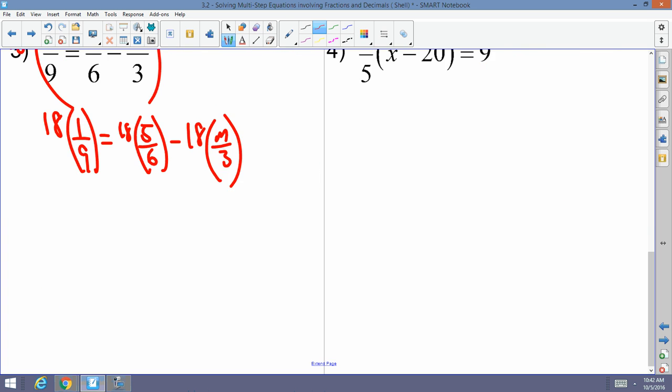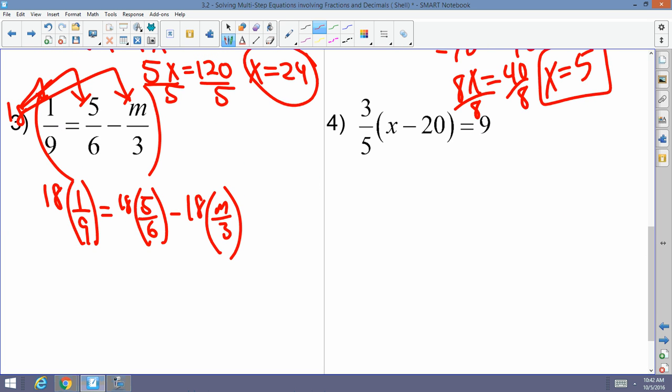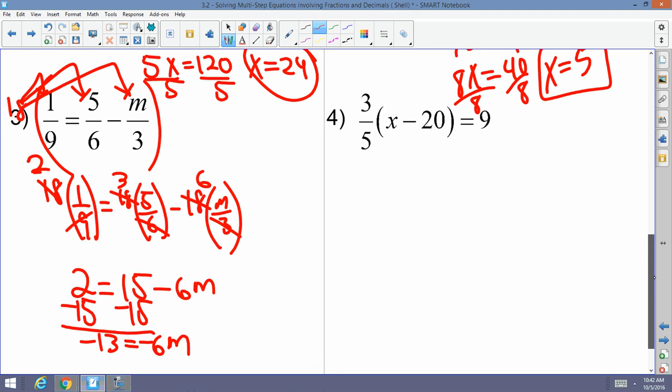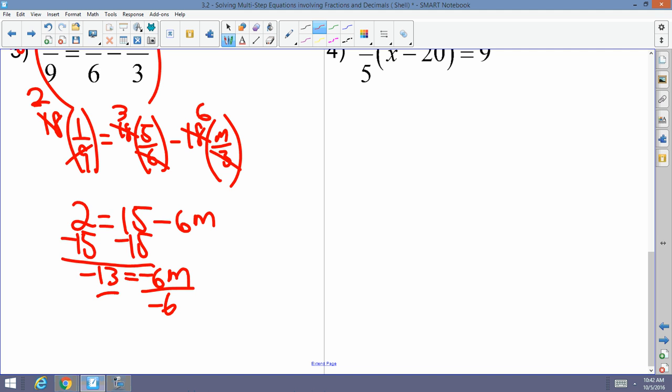So then this will equal, that's 2 equals 15 minus 6m. Subtract 15 from both sides. Negative 13 equals negative 6m. And now, of course, I divide by negative 6. So 13/6 equals m, or 2 1/6 equals m.